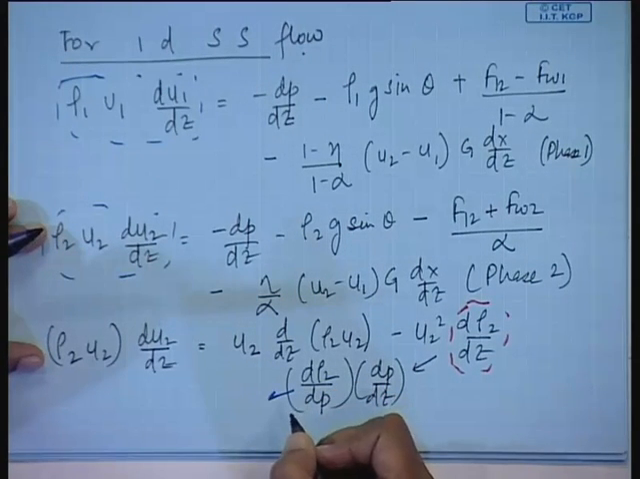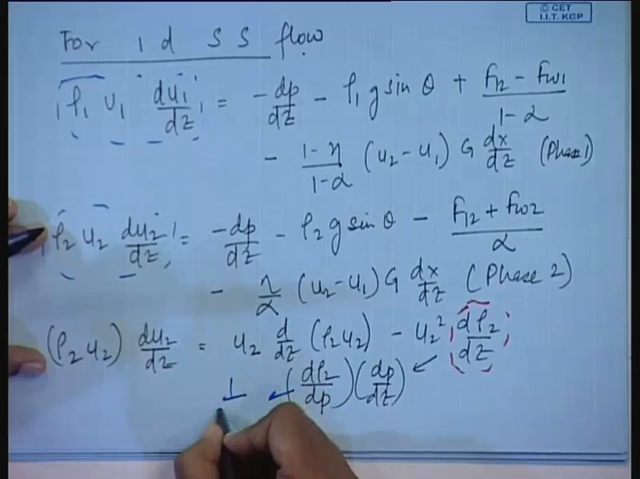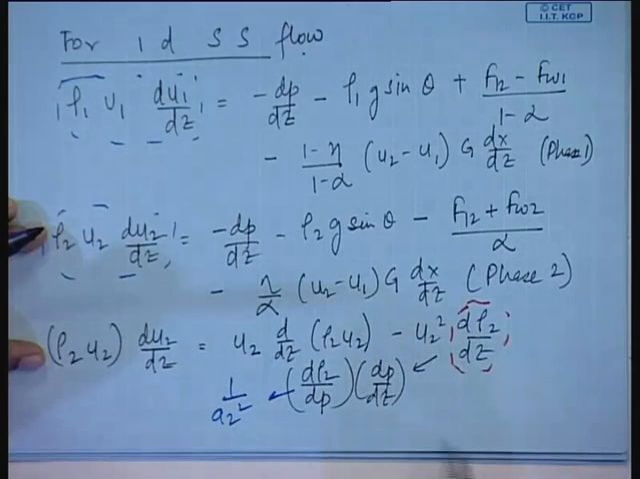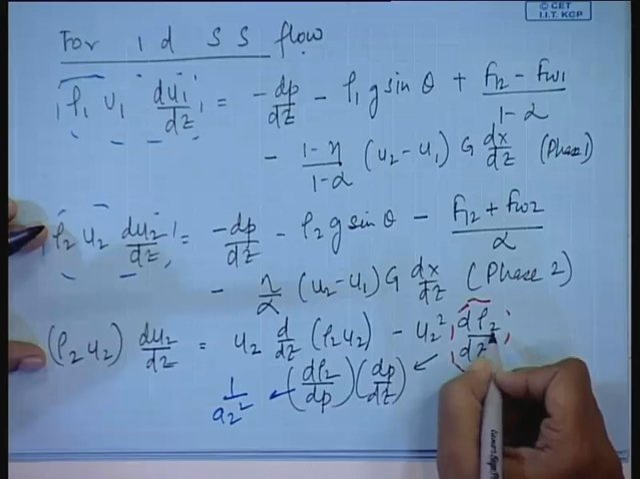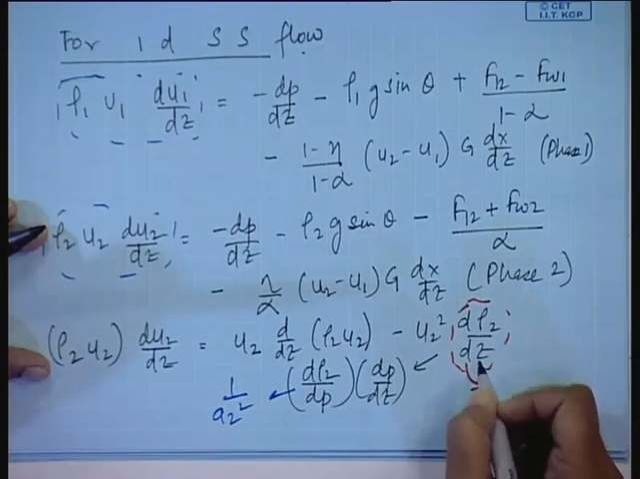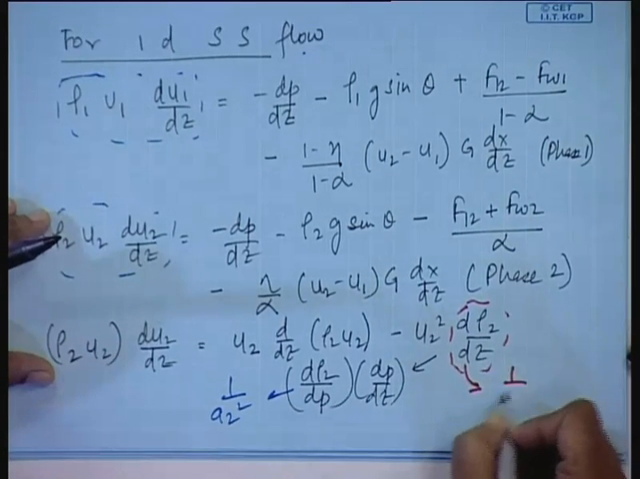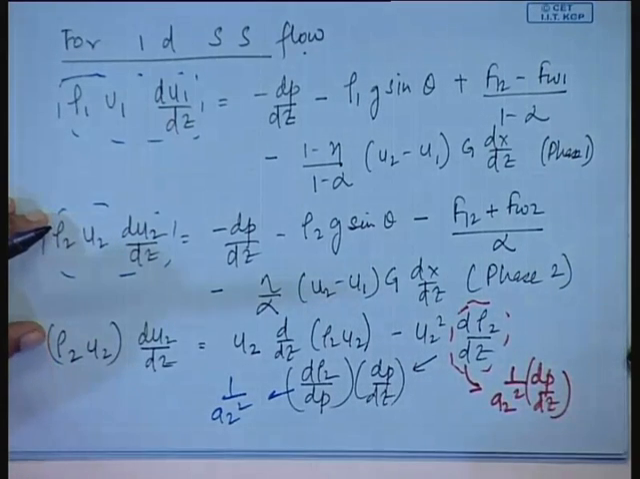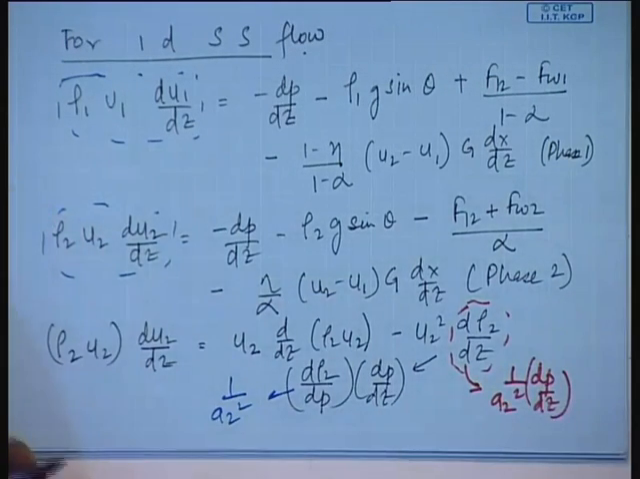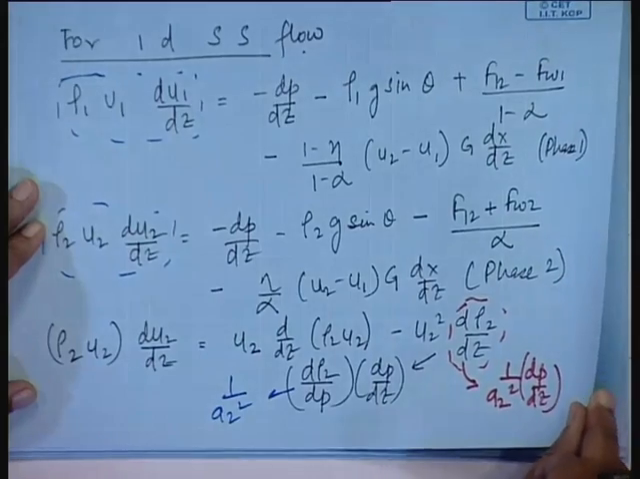This part is 1 by a2 square. So, therefore, this particular term can be written down as, so this d rho 2 dz, can we write this particular term as 1 by a2 square dp dz? Can we do this? Yes, we can write it down in this particular form. I will be going a bit slow because this derivation is slightly more complex.